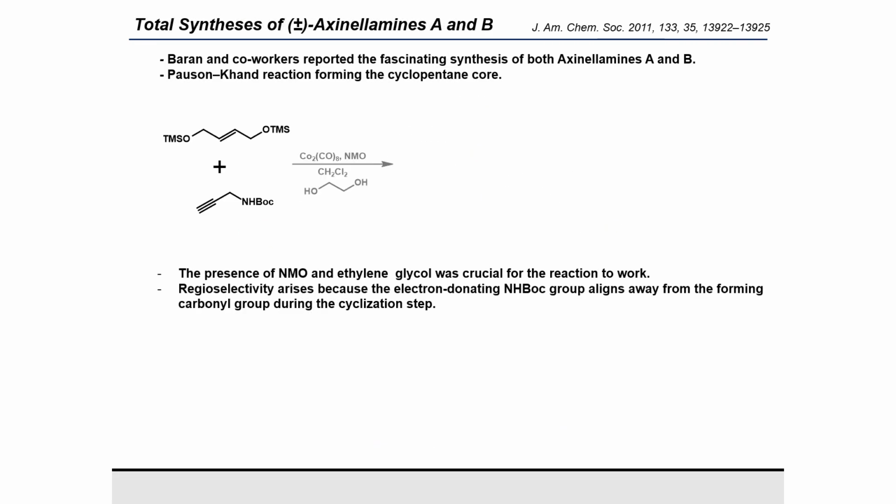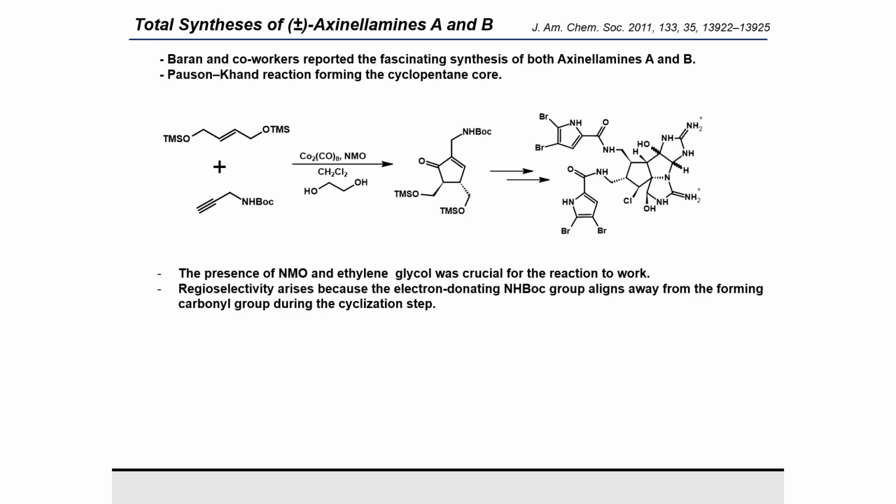So one of the most interesting applications of the PKR reaction is the scalable, stereo-controlled, and by the way elegant total synthesis of the oxynelamines A and B. This was reported by Bern and co-workers, where the Pauson-Khand reaction is one of the first steps forming the cyclopentane core. In this case, ethylene glycol assisted the PKR cycloaddition.